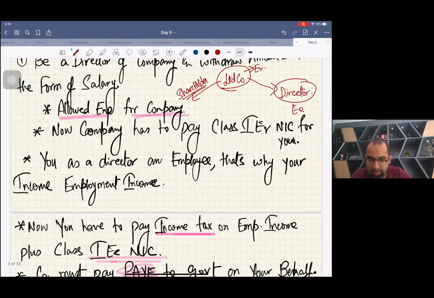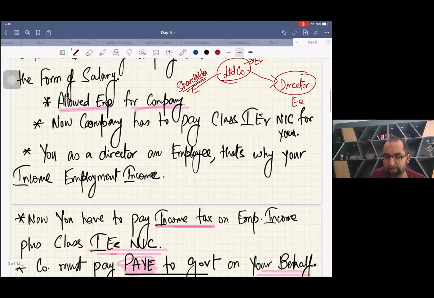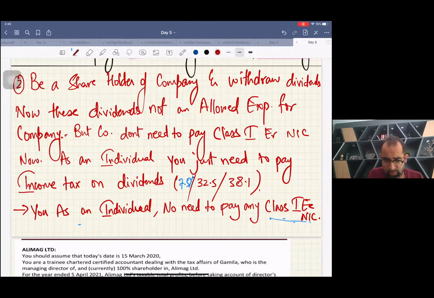Now listen. Be a shareholder of that company and withdraw dividends. Now these dividends are not an allowed expense for the company. We all know this: yes, salary is an allowed expense. Dividends are basically profit distribution.